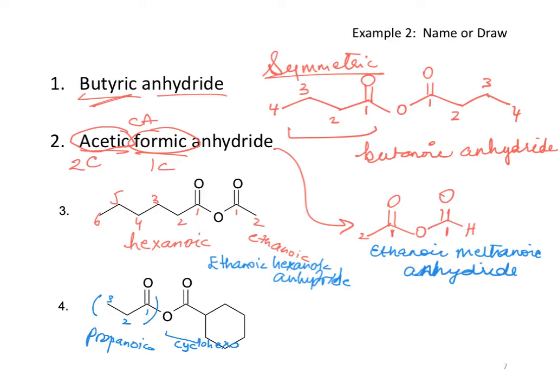This is cyclohexane carboxylic. And so you will just basically put those together in an alphabetical manner. So cyclohexane carboxylic, propanoic anhydride.